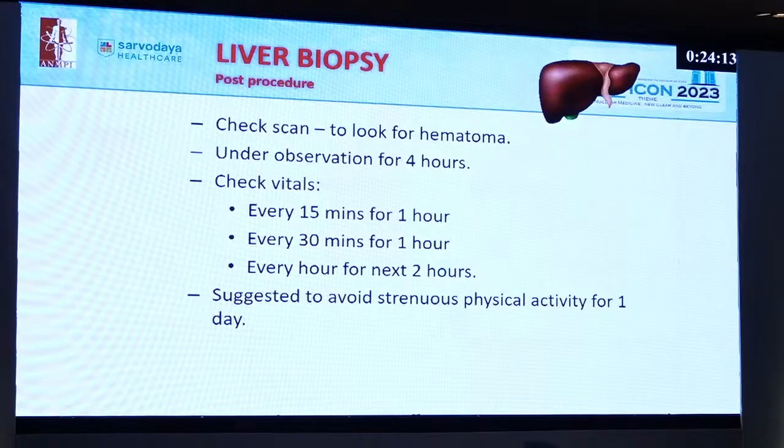So after the biopsy, we have to do a check scan to look for hematoma, and the patient should be kept under observation for 4 hours. Vitals should be checked every 15 minutes for at least 2 hours, and it's suggested to avoid strenuous exercise for one day.